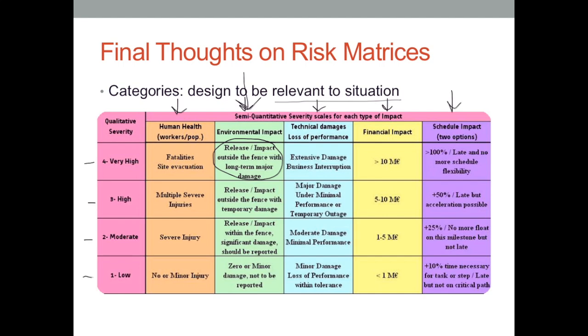Now, I talked about looking at consequences to people, humans, the environment, and our assets, our money assets, but they've added these additional areas of technical damages and schedule impact. So those are things that are important to them as an organization, and they can think about how some hazardous events would affect the performance of the company in terms of production and schedule.